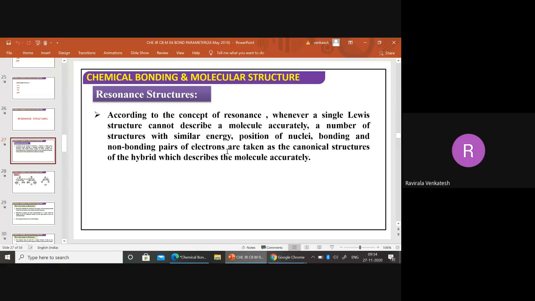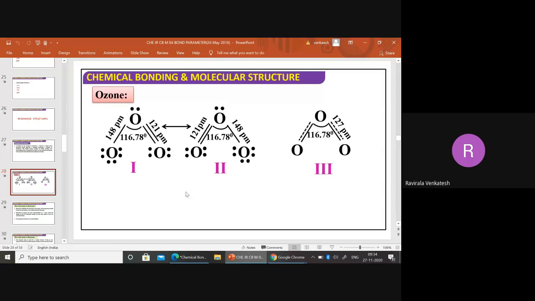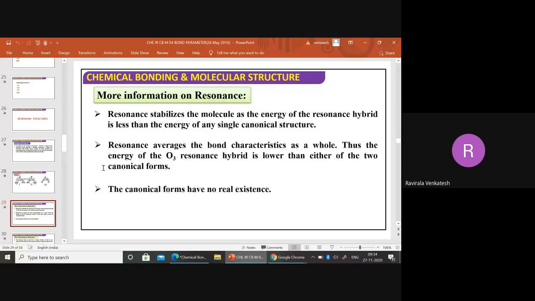Right, so we'll see now here. Now all of you please read this definition, same definition, right? All of you read your definition in the textbook. Now these are the resonance structures we have taken for this one. All are having the same type like this. The bond angle is 116.78. You have taken these resonance structures.